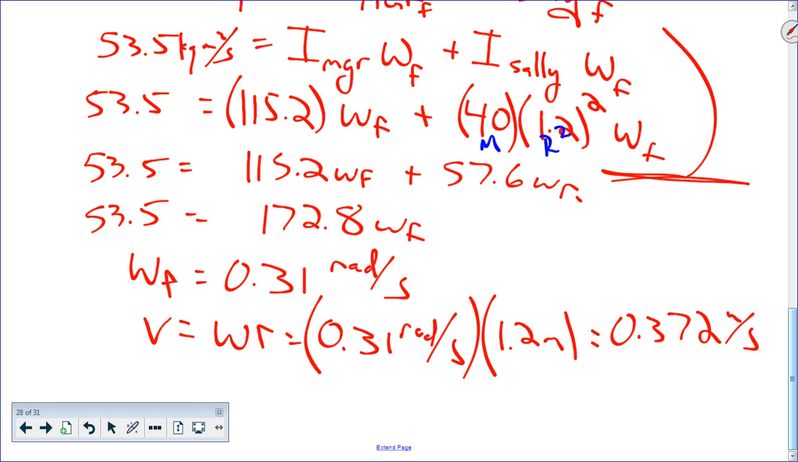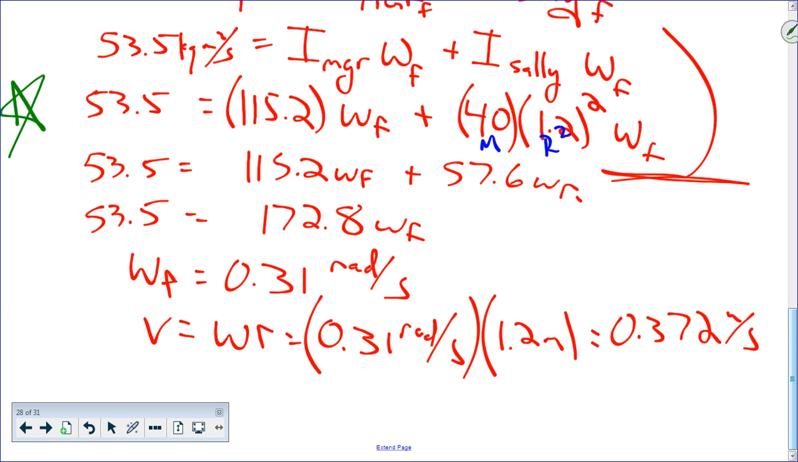Any questions? All right, one last question. Part D, find Sally's speed after she crawls halfway to the center. All right, so first of all, if she crawls towards the center, is she applying a torque? No, because her force is parallel to the lever arm, right? Okay? So really, part D is exactly the same thing we just did with one tiny little exception. Change which radius? This 1.2 becomes half of that, so 0.6. And then you just recalculate it again.